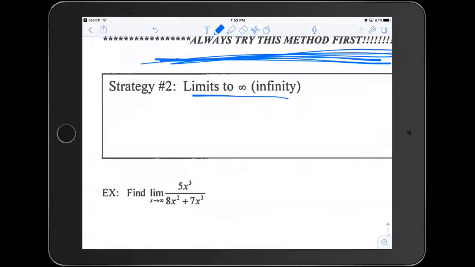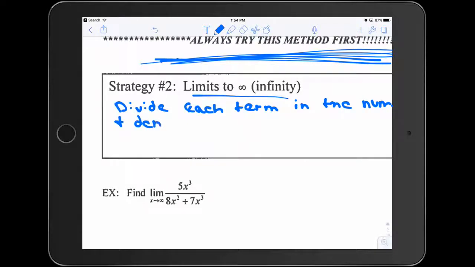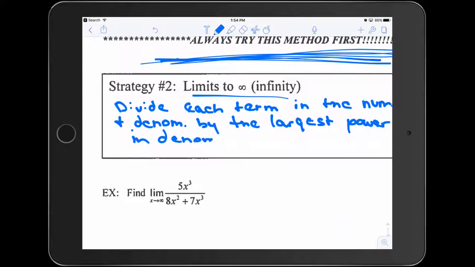There we go. Divide each term in the numerator and denominator by the largest, and I could say largest degree or largest power in the denominator. And you may have a better way of saying this.